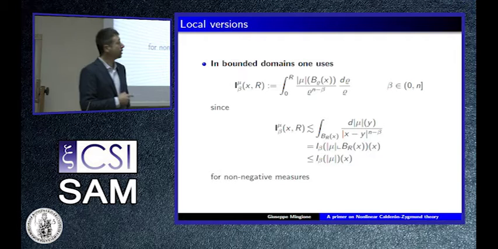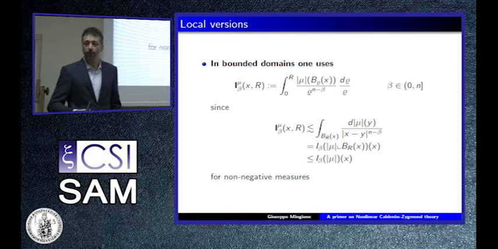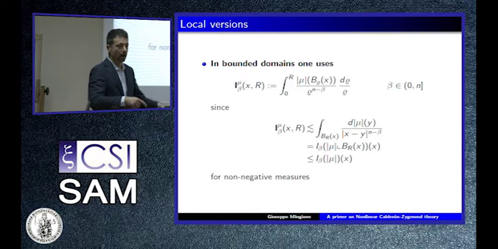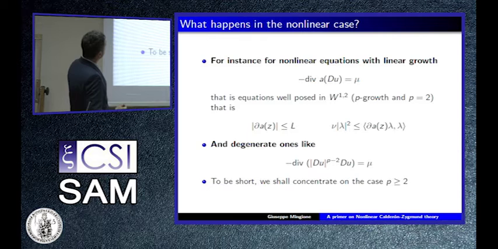Why am I using these potentials? Because truncated Riesz potentials naturally come up when you are considering equations not on the whole R^n but on bounded domains, and you want to have local estimates on the domain. So these are the problems I'm going to talk about.